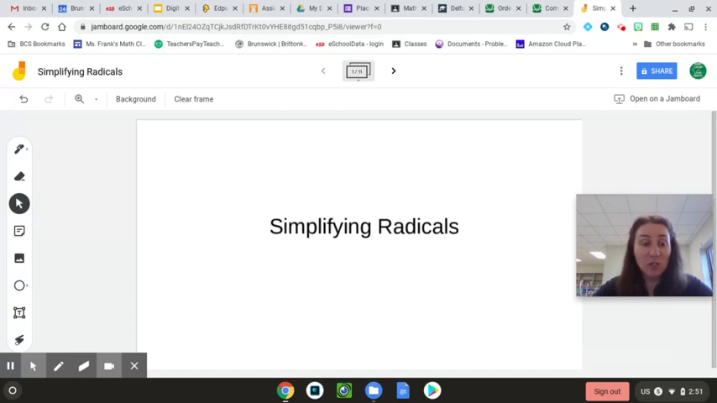that you are going to do on the Jamboard as well. Because on Jamboard, if you have a touch screen, you can actually write on it. If not, you can use the text box to write things in. But with the symbols, it's probably going to be easier to just use your mouse to write on. So simplifying radicals. Here we go.